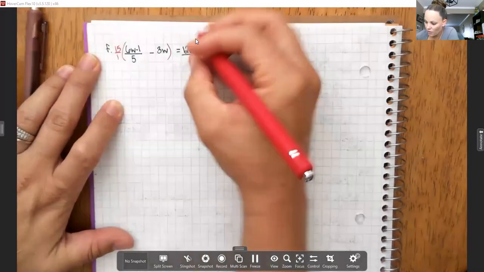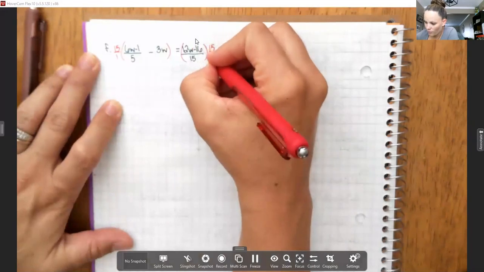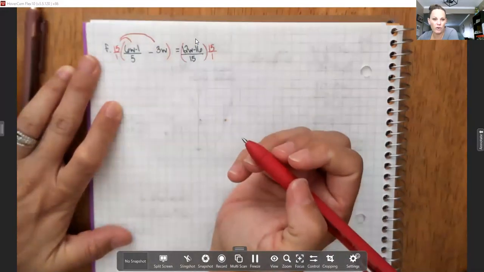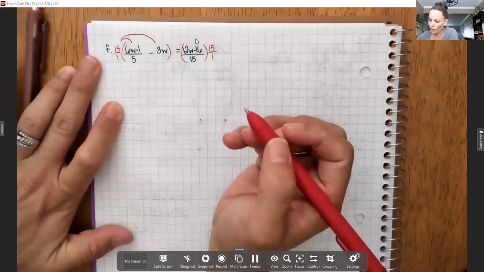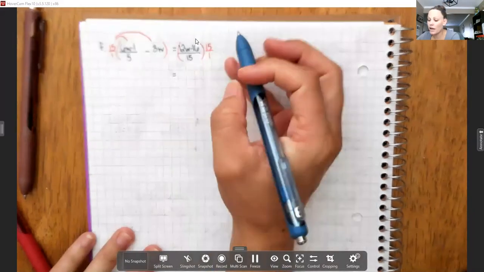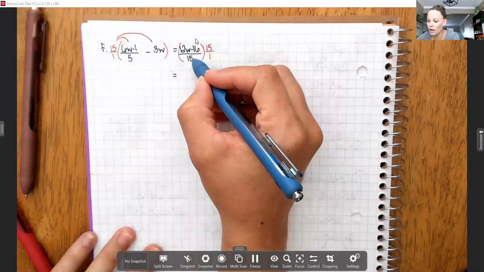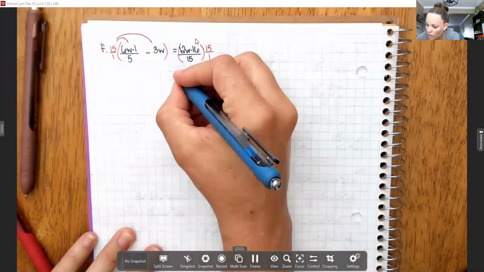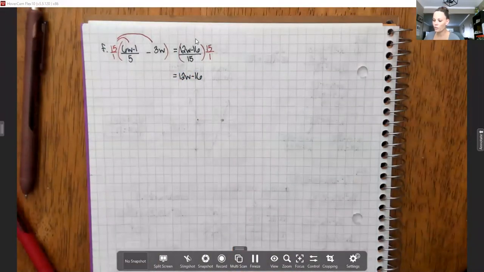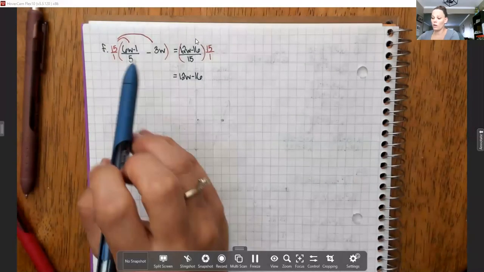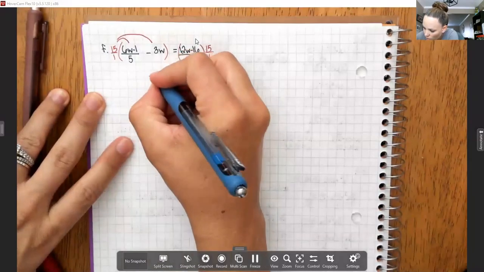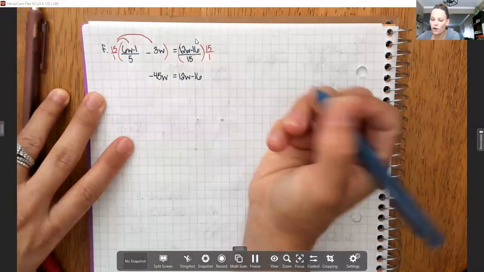And this is like 15 over 1. Basically on this left side, we distribute it. On the right side, we don't have to. The right side's a little bit easier because the 15 in the numerator and 15 in the denominator are just going to cancel out. And we're going to get 12w minus 16. When I distribute here, 15 times 3w becomes minus 45w.